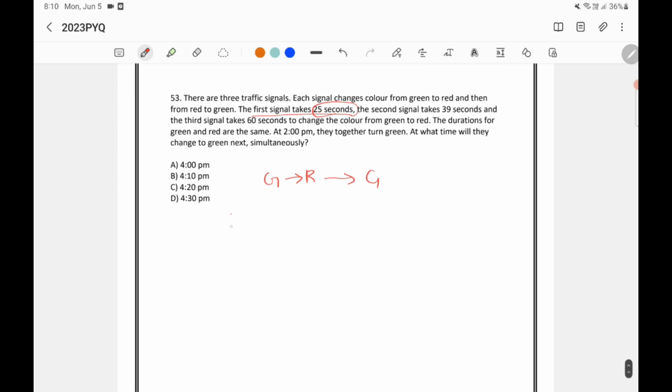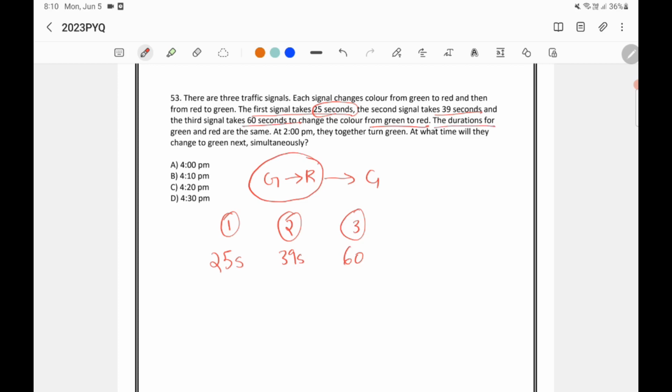So first, there are 3 signals. First signal takes 25 seconds. Second signal takes 39 seconds. Okay, and the third signal takes 60 seconds to change the color from green to red. So it is only talking about this part. Green to red, it is taking this much time.